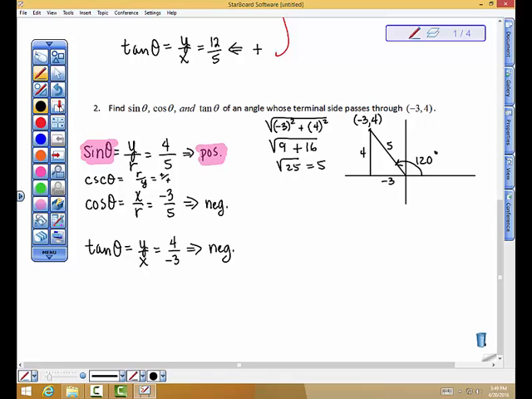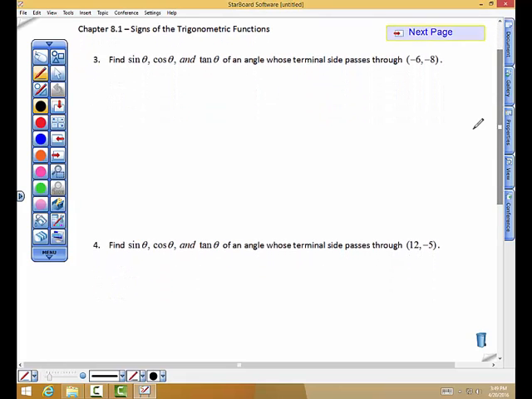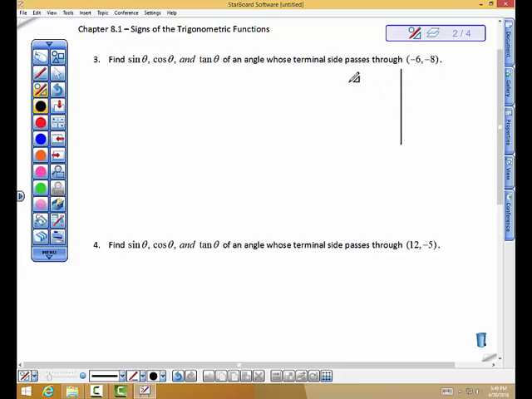Let's go on to our next page, and let's talk about an angle that's in the third quadrant. So let's take a look at an angle whose terminal side passes through where x is a negative 6. So let's go to the left 6 and then down 8. So something bigger than 180 degrees. I'm going to draw the terminal side out to that ordered pair.